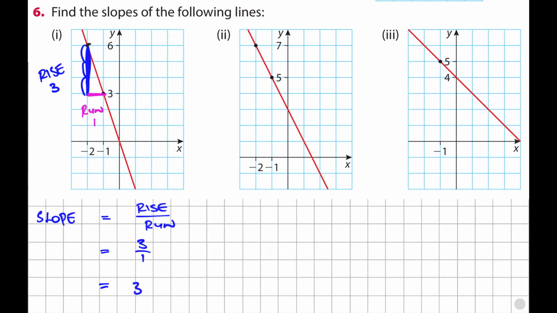So this point here, I know my x coordinate there is -2 and my y coordinate is 6. So that's -2 and 6. This coordinate here is -1 and 3. So that's my x coordinate of -1, my y coordinate of 3.